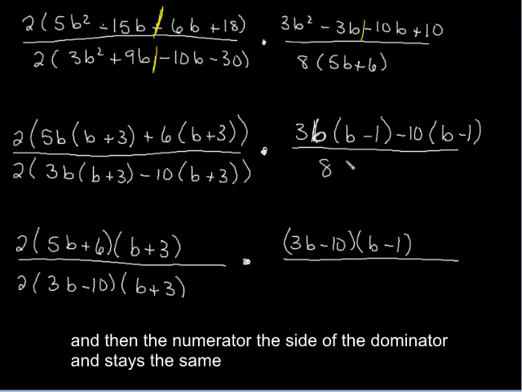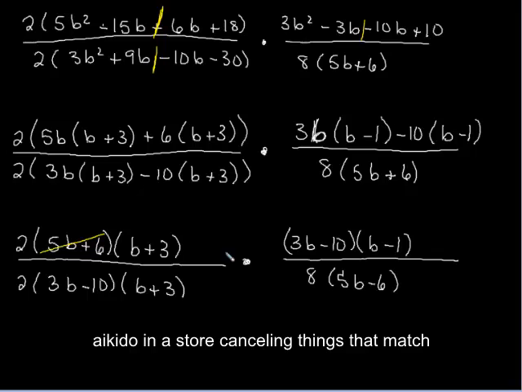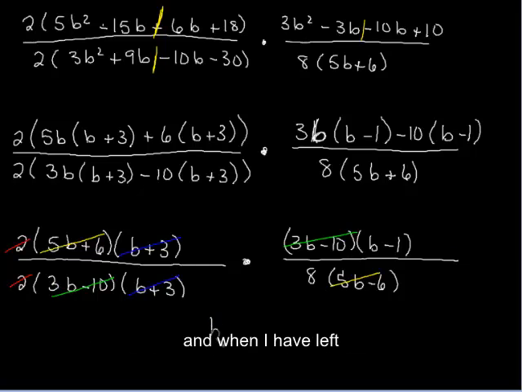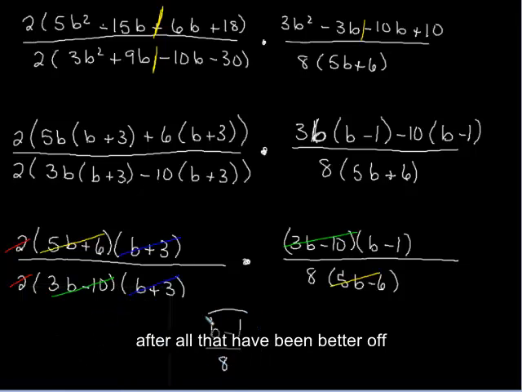And then the denominator stays the same. Once everything's completely factored, I can go in and start canceling things that match. And what I have left after all that is something very small.